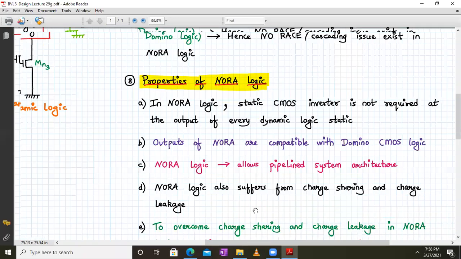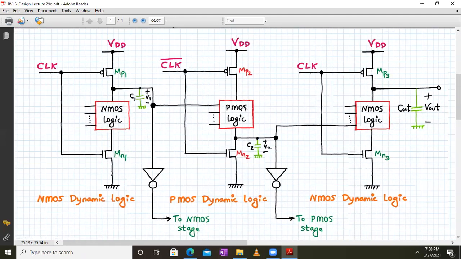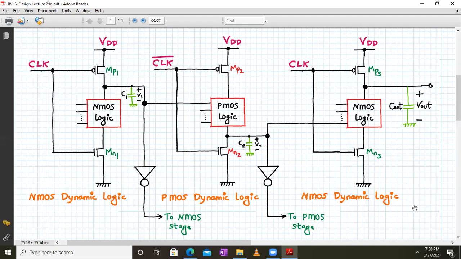So I think that will be all for today's session. We have covered today the NORA logic general structure, and we have seen with an example how it works when the clock is equal to 0 and when the clock is equal to 1. So that will be all for today. And next time we will start with the zipper CMOS logic, which is the advanced version of your NORA logic.